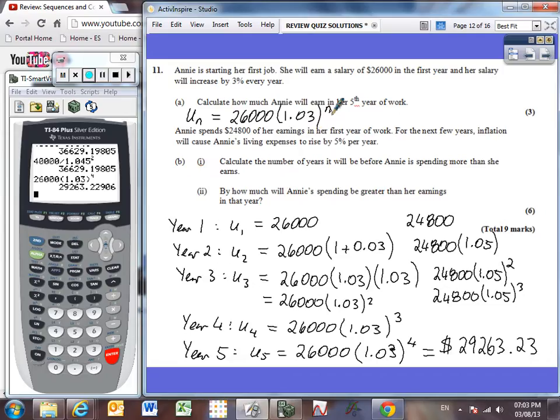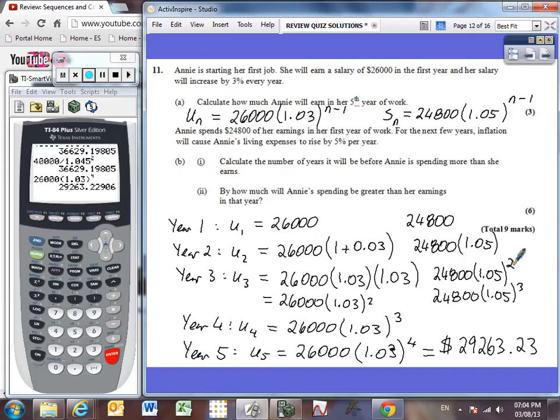Oh wait, let me just think about this. So year 3 meant the third term, and we had the power of 2. Year 4, the fourth term, we had the power of 3. So yeah, it's to the power of n minus 1. So we can see that the exponent is always 1 less. But meanwhile, for her cost of spending, I don't want to use a u because I already used a u, so let's use s for spending. Her spending money in the nth year is going to be 24,800 times 1.05 to the power of, again, n minus 1, right? Because in the fourth year, it was to the power of 3. In the third year, to the power of 2.